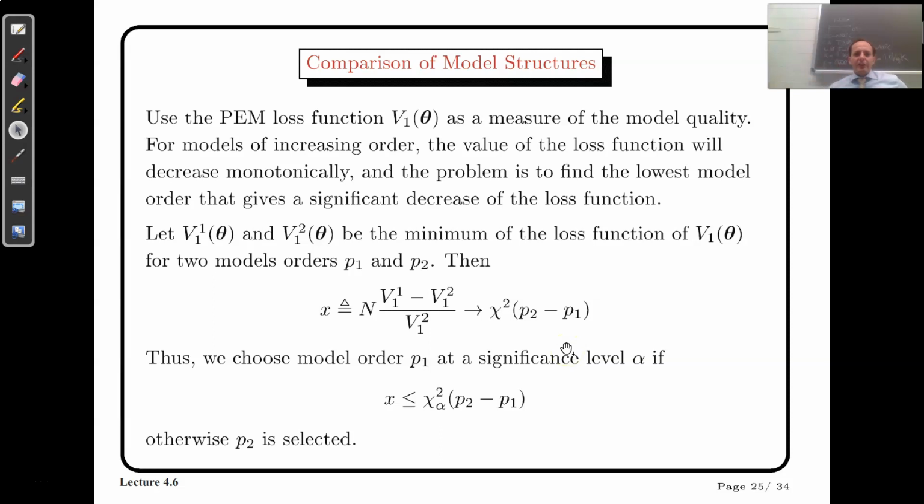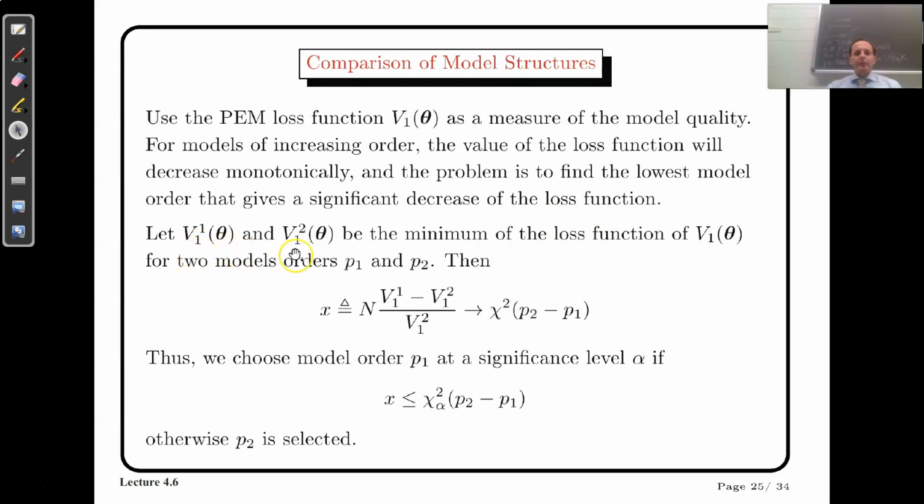Comparison of model structure. We use the prediction error method loss function V1 as a measure of the model quality. For models of increasing order, the value of the cost function, as we showed in the previous slide, will decrease monotonically. And the problem is to find the lowest model order that gives a significant decrease of the loss function.